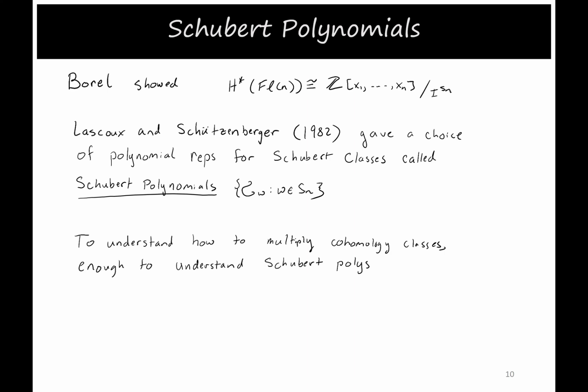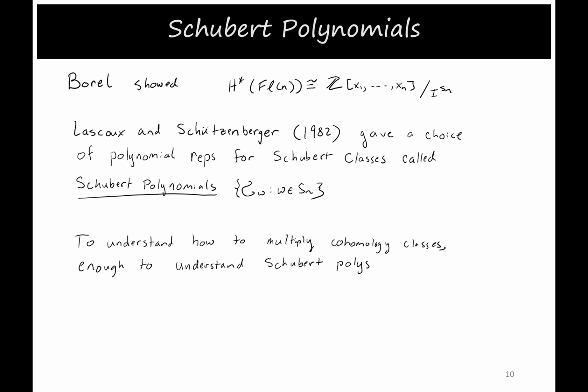So Lascoux and Schützenberger, building on work of others, gave a choice of polynomial representatives for these special Schubert classes called Schubert polynomials. Their initial definition was in terms of divided difference operators, where you start from some top special Schubert polynomial, and you get the rest by applying these funny little operators, geometrically like push-pull operators. You just do this thing to polynomials, which I'm not going to tell you, but it's easy to do.